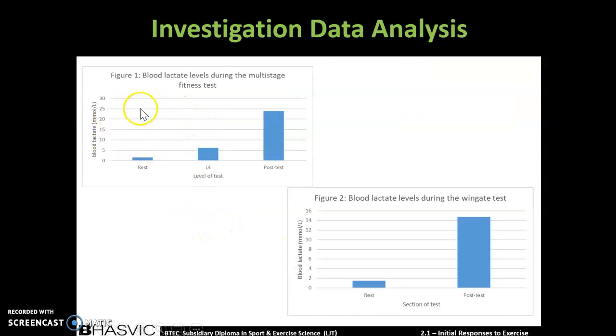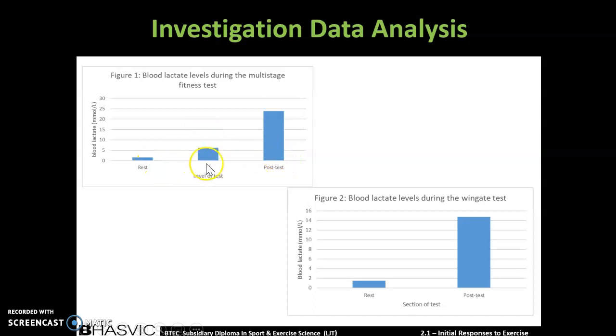Looking at the investigation, you can first look at the blood lactate levels during the multi-stage fitness test, and as you see, at rest this was about 2 millimoles per litre, and once we got to level 4, which was the middle of the test, that increased to 6 millimoles per litre. So already it's increased by 4 millimoles per litre and has passed the point of OBLA of 4 millimoles per litre. So this shows that they are now working anaerobically.